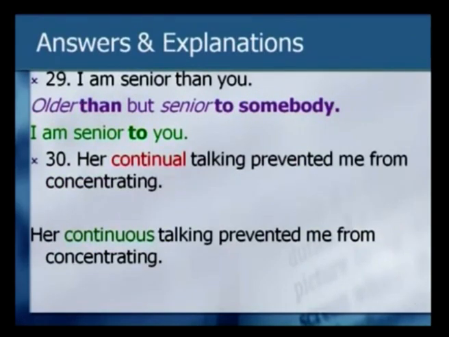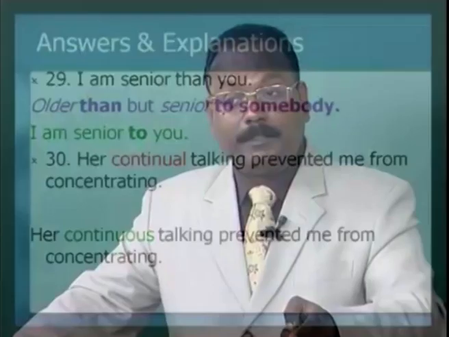Look at the next sentence, again a commonly mistakenly used error. I am senior than you is incorrect, because you can say older than, but when you say senior, it is always senior to somebody. So, again the usage of preposition, appropriate preposition. So, I am senior than you should be corrected as I am senior to you. If than is used, then the expression will be I am older than you. That is in terms of age.